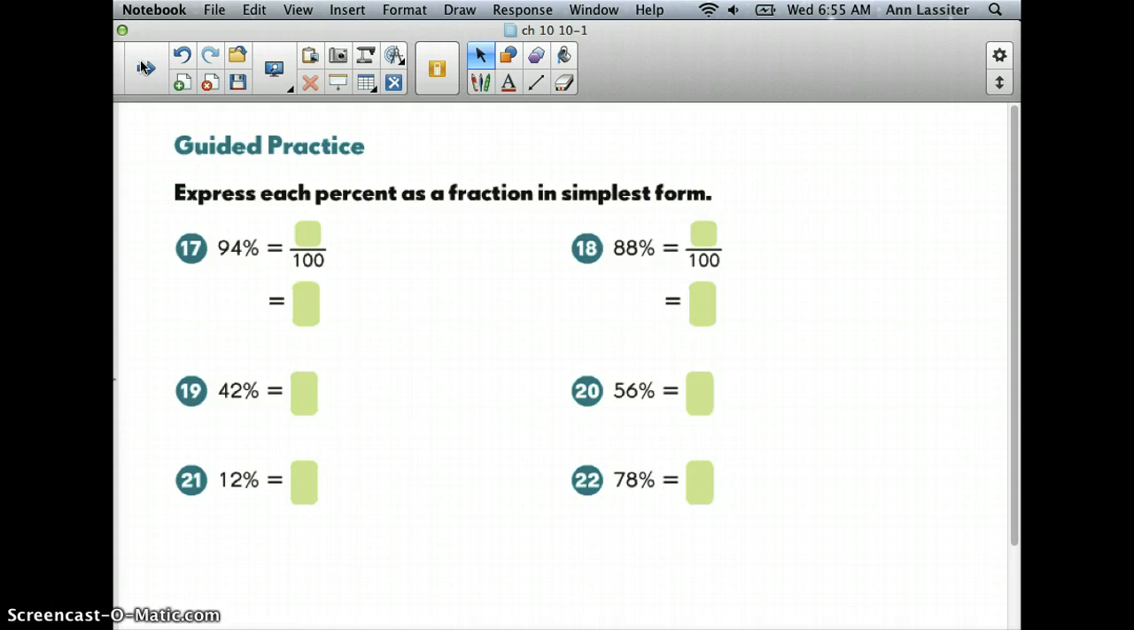Again, we're going to pause the video and answer these guided practice questions, and make sure that you notice in the directions that it says in simplest form. So you have to simplify your fractions so that there is no common factor, except for 1, in the numerator and denominator.